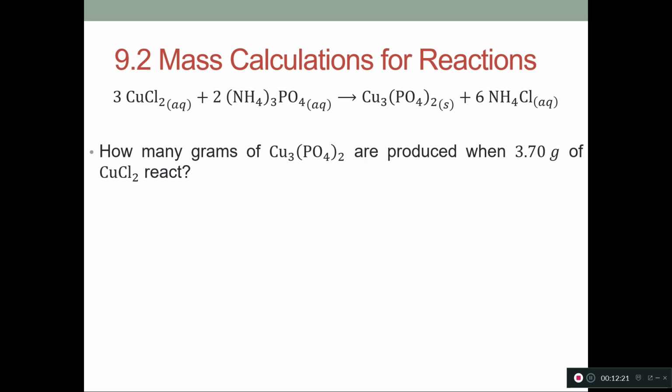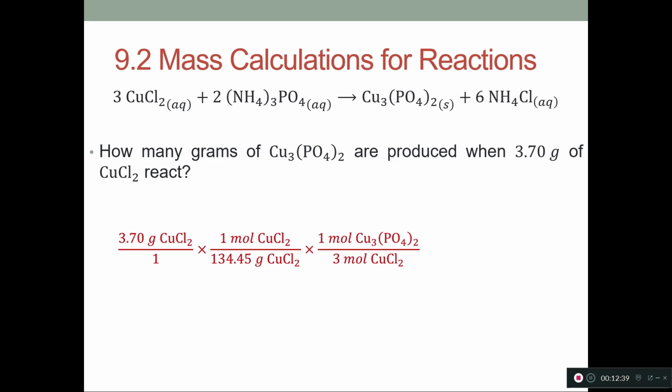And so let's look at how we can do that using this equation right here. So in the first one, we want to know how many grams of the copper 2 phosphate are produced when 3.70 grams of the copper 2 chloride react. And so in this one, we start with our given mass again. We multiply that by the molar mass of our copper 2 chloride, then the mole to mole ratio of copper 2 chloride to copper 2 phosphate, and then the molar mass of the copper 2 phosphate. And what we see is that we get 3.49 grams of the copper 2 phosphate.